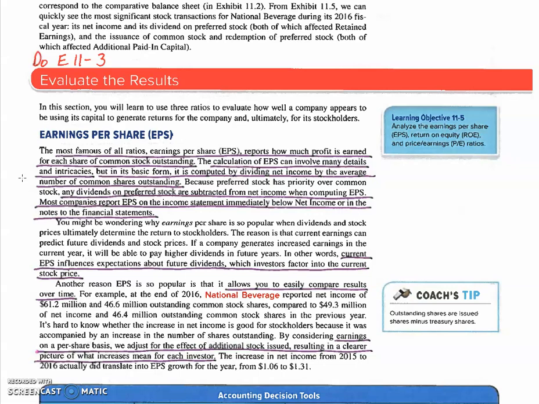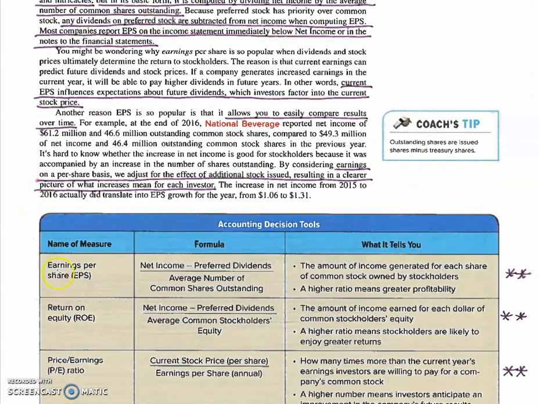So in its most basic form, earnings per share is net income minus preferred dividends, because that is net income that's not available to the common stockholders to be paid as potentially a dividend. So net income minus preferred dividends, divided by the average number of common shares outstanding, gives us one number, earnings per share. It shows how much net income there was per share of common stock, the income that was available to the common stockholders.